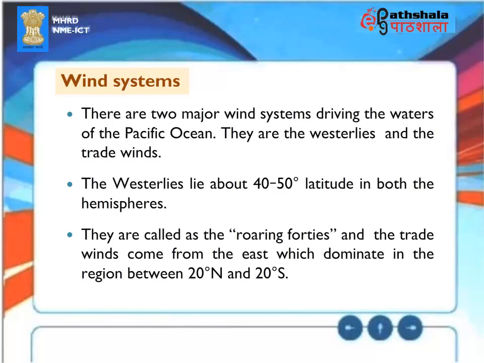Wind systems. There are two major wind systems driving the waters of the Pacific Ocean. They are the westerlies and the trade winds. The westerlies lie about 40 to 50 degrees latitude in both hemispheres. They are called the roaring forties, and the trade winds come from the east, which dominate in the region between 20 degrees north and 20 degrees south.